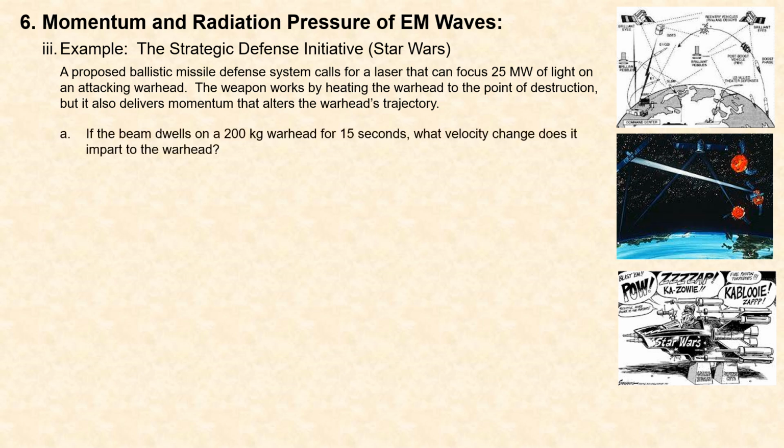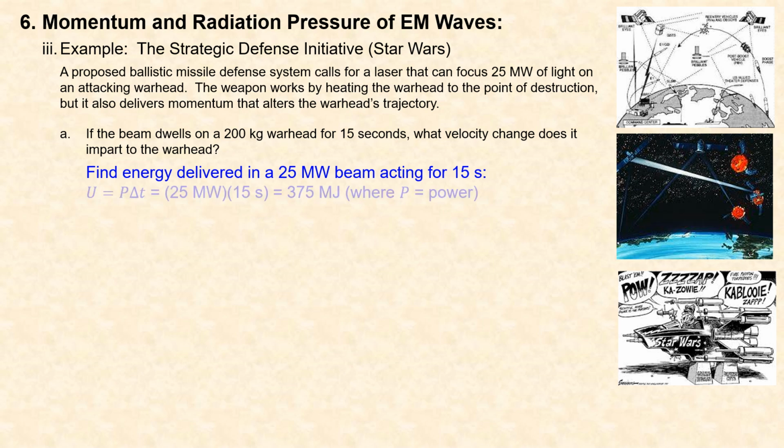All right, so we are asked to first find this. If the beam dwells on a 200 kilogram warhead for 15 seconds, what velocity change does it impart to the warhead? Given that information, we can start by finding the energy delivered in a 25 megawatt beam acting for 15 seconds. Simply multiplying the power, 25 megawatts, times the time, 15 seconds, tells us that this beam has a total energy of 375 megajoules.